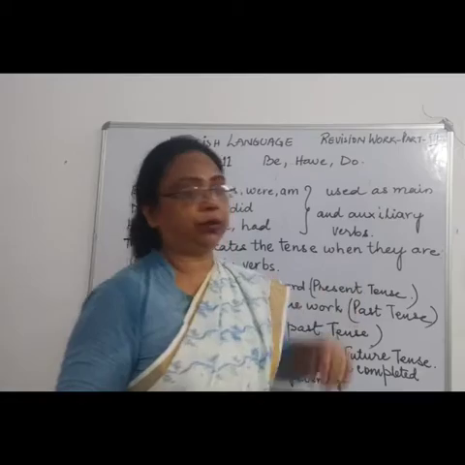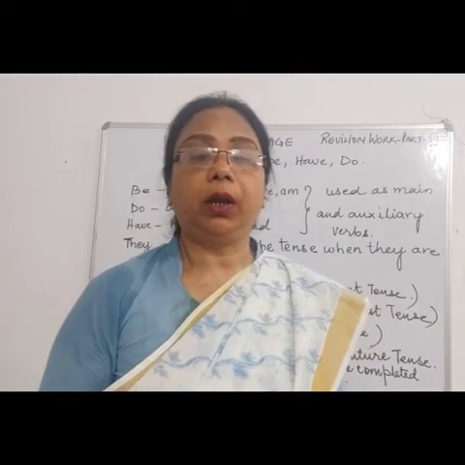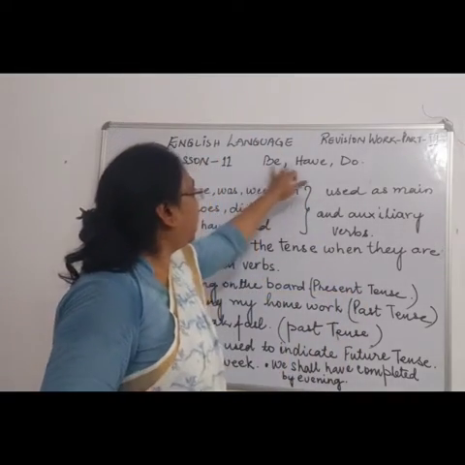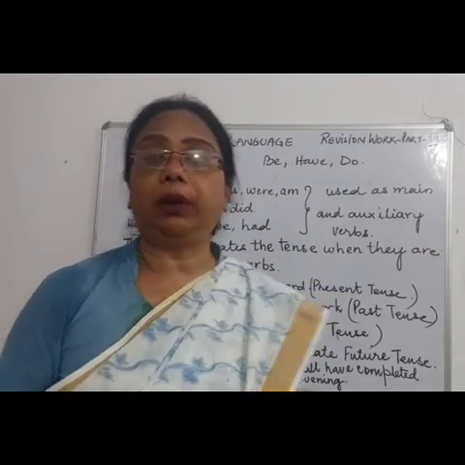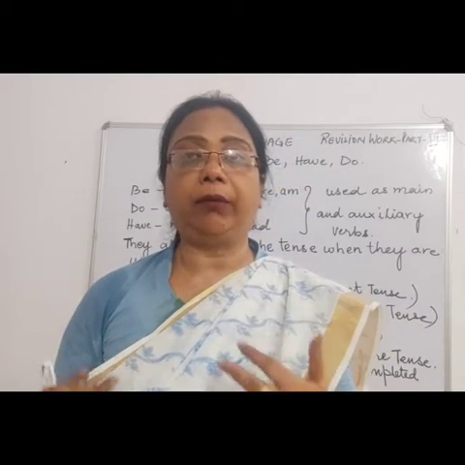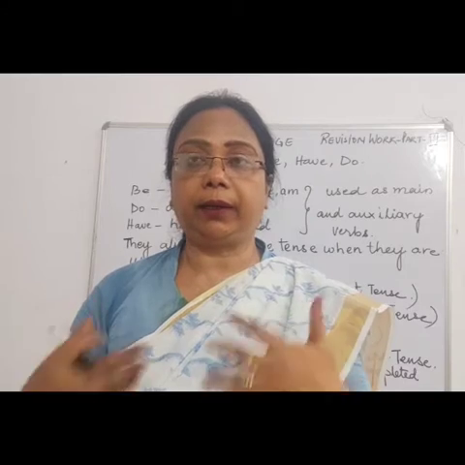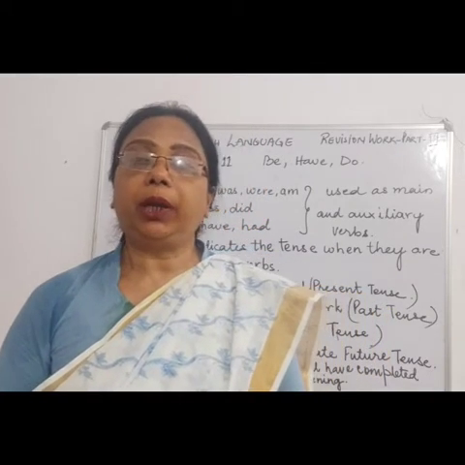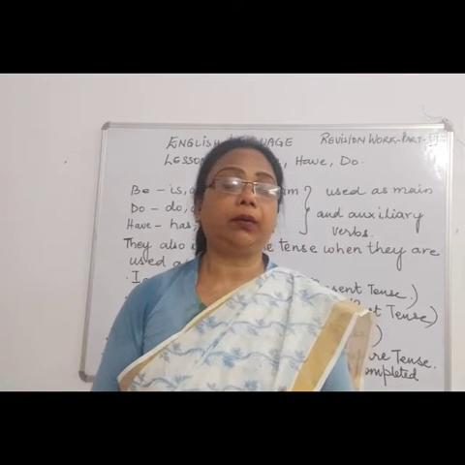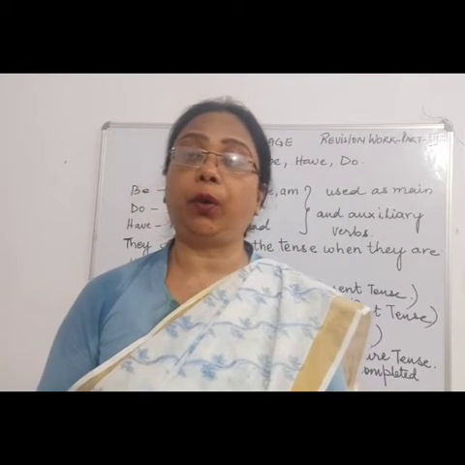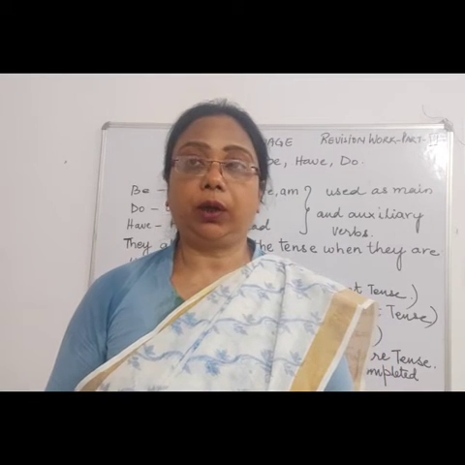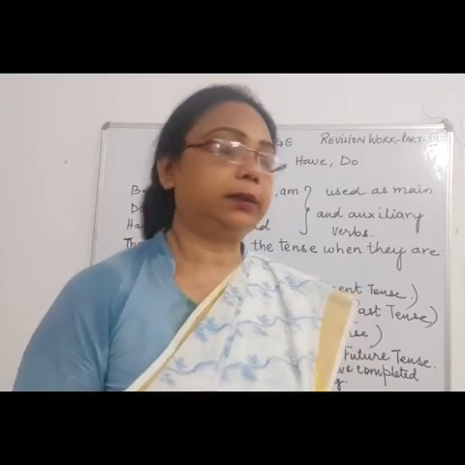Now this is my sixth part of revision of English language, children. Today we will be doing lesson number 11, that is be, have and do. Here we will learn how to use be, have and do, and what be, have and do indicate. Be, have and do is also a part of verb, and as I told you, verb is a very important part of a sentence, right? Without a verb we cannot complete a sentence, right?